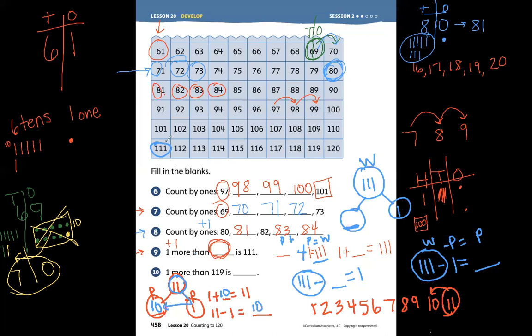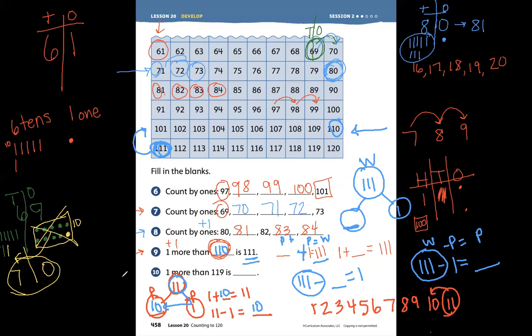So if I'm at 111 and I want to take 1 away, I know I have to go up to this row, right? But I have to start on this side, right? So I had 11. I take 1 away. Now I have 10. So 1 more than 110 is 111. Boy, they sure tried to trick me.